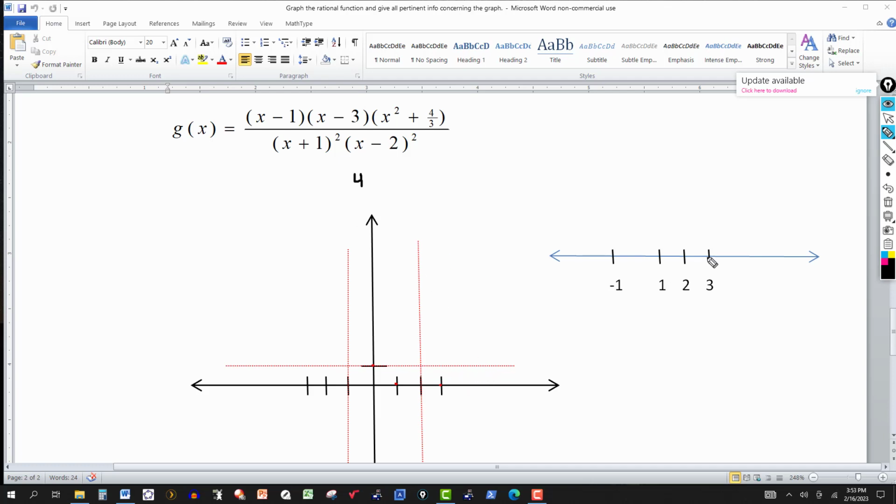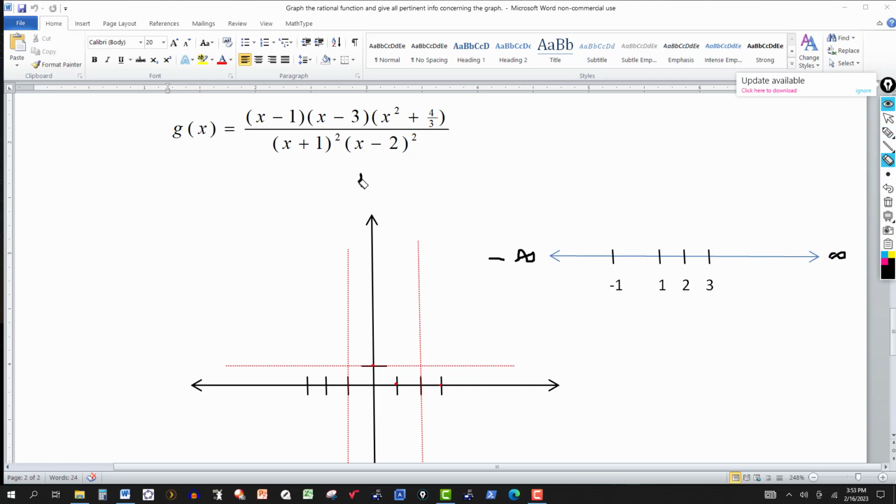Let's pick a number to the right of 3. You can pick any; this is infinity over here, so that's a big interval, and this is negative infinity over here. You have to stay to the right of 3. You can pick 1,000, but we want to stay close to 3, so let's pick 4. Let's put a 4 in the numerator. Notice the denominator, as long as we don't get a 0, we don't want a 0. So 4 plus 1 squared, 4 minus 2, and then you have a squared. The denominator is always going to be positive.